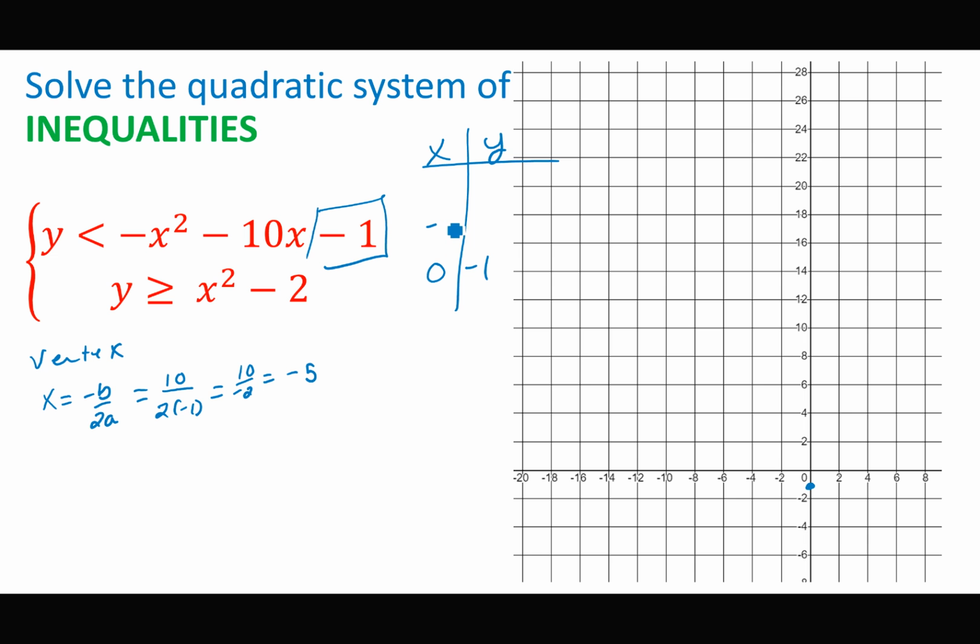So I know negative 5 is going to be an x value. If I want to find the y value, I'm going to just put in negative 5. So negative of negative 5. So be very careful. If it's a negative x squared, use parentheses to stay organized. Negative of negative 5 squared minus 10 times negative 5 minus 1.